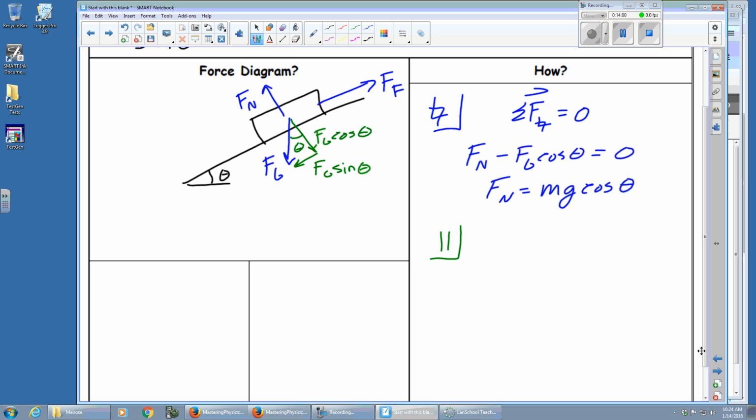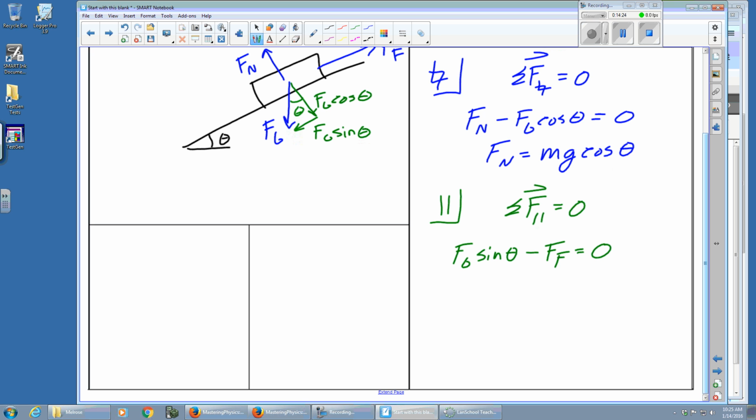On the parallel side, sum of the forces parallel equals 0, no acceleration in that dimension either. And I said I was going to call down the plane positive, so I have Fg sine theta minus the frictional force equals 0. So the frictional force equals mg sine theta, right? Just a little bit of algebra and remembering that the weight is mg.